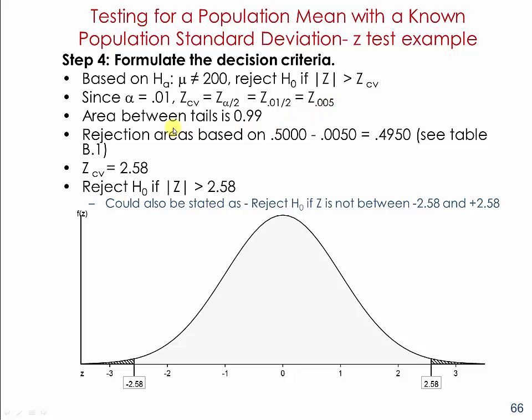The area between the tails, that means this white or lightly shaded area, is 0.99. The rejection area is based on, we take the 0.5 and we subtract negative 0.005 and we get 0.4950, and that has to do with the way that our book calculates the probability rates in our probability distributions. So another way to look at our decision rule is that we're going to reject the null hypothesis if it's not between negative 2.58 and positive 2.58.